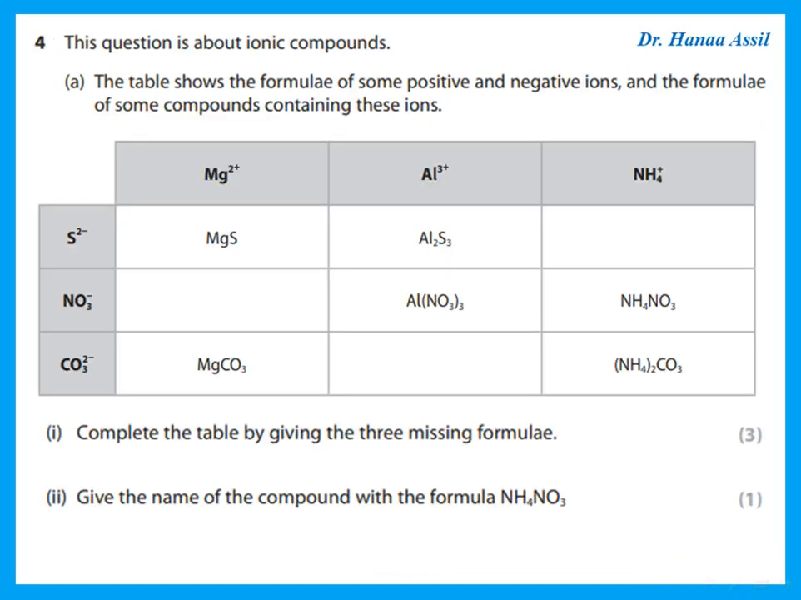This question is about ionic compounds. The table shows the formula of some positive and negative ions and the formula of some compounds containing these ions. So he already wrote the formula of magnesium sulfide, aluminium sulfide. What about NH4 with S? Remember that NH4 you should know is ammonium. S2 minus is the sulfide ion.